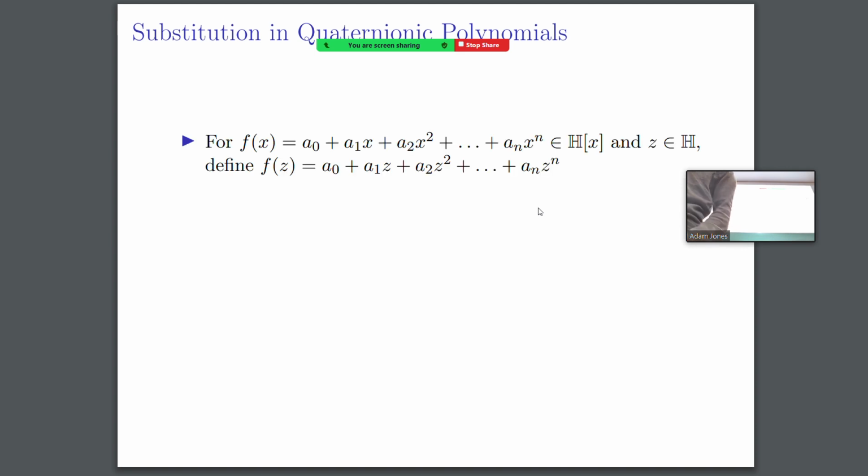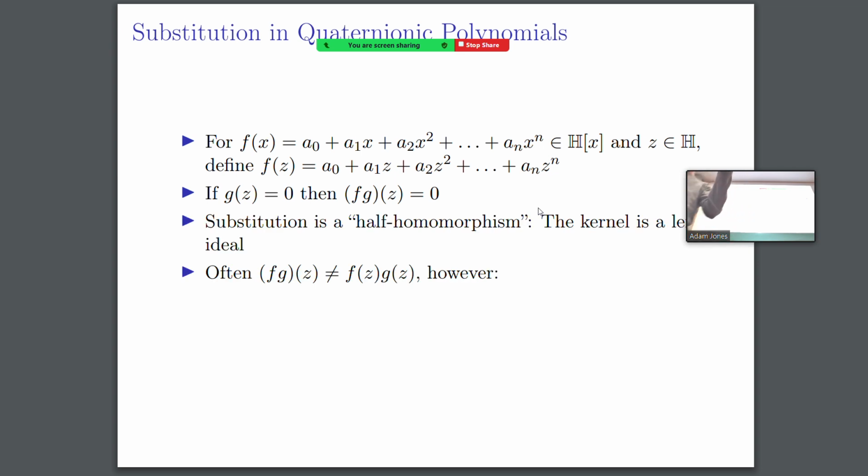Now let's talk about substitution in such polynomials. If you have a polynomial in this ring and you have some quaternion, you can just plug it in. And once you plug it in, you get some quaternion. But now you need to be a bit careful and note that substitution is generally not a homomorphism, it's only a half homomorphism. By a half homomorphism, I mean that the kernel of this map is only a left ideal and not a two-sided ideal. So if you have a polynomial vanishing at some quaternion z, then so is every left multiple of this polynomial, but the other way around is not true, because generally speaking, fg of z is not the same as f of z times g of z.